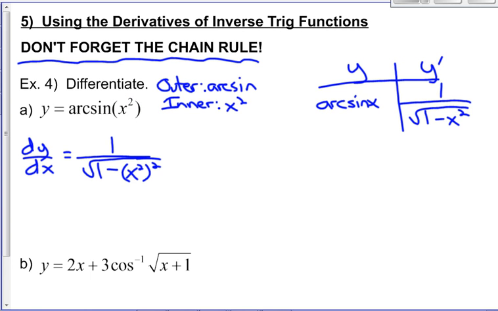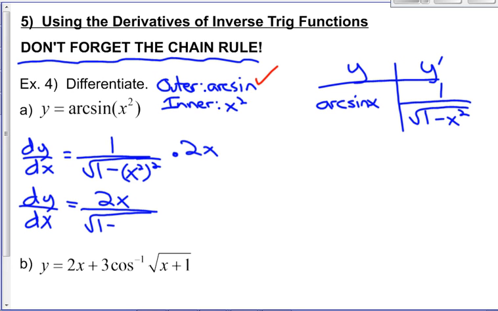But that's not all. We also need to multiply by the derivative of the inner. So we've done the derivative of the outer. Derivative of the inner is 2x. And when we put that all together, we're going to have 2x all over the square root of 1 minus x to the 4th. Okay, there's our derivative, or rate of change, or slope on the original one.